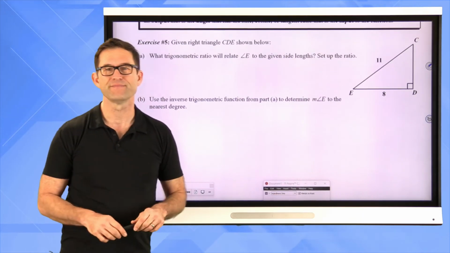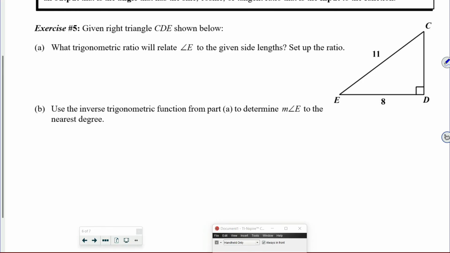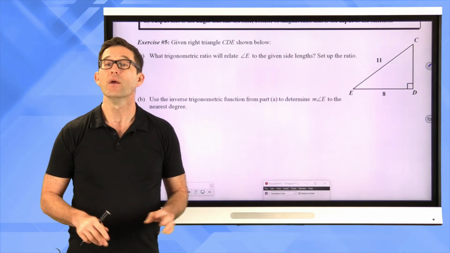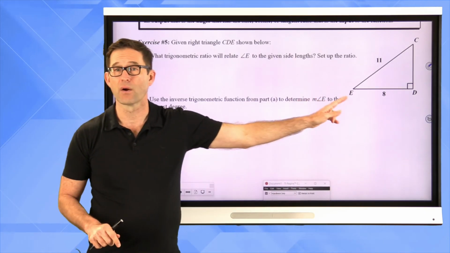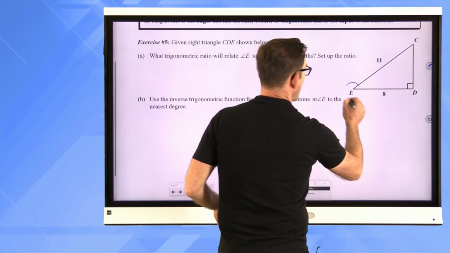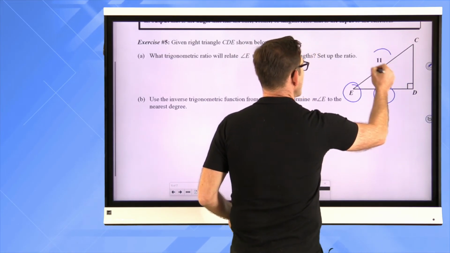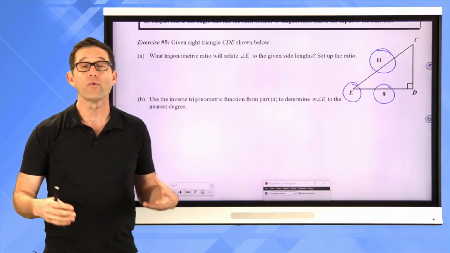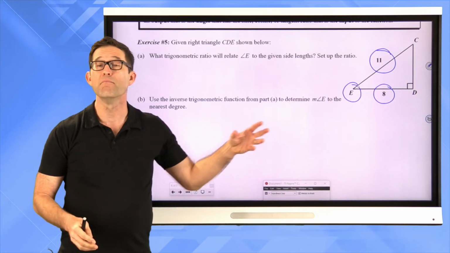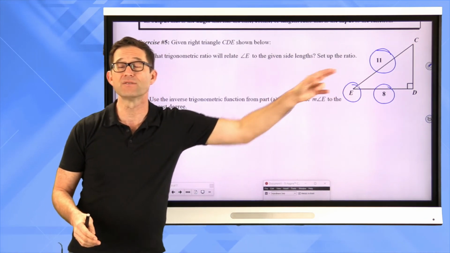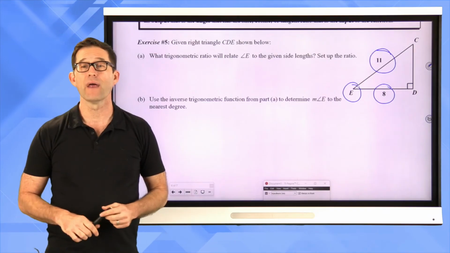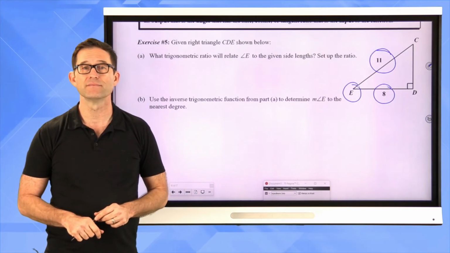Exercise number 5. Given right triangle CDE shown below, letter A, what trigonometric ratio will relate angle E to the given side lengths? Set up the ratio. So in other words, here I've got angle E. I know this side of 8 and I know this side of 11. What ratio can I write down based on that angle and these two sides? Pause the video now and see if you can figure that out.